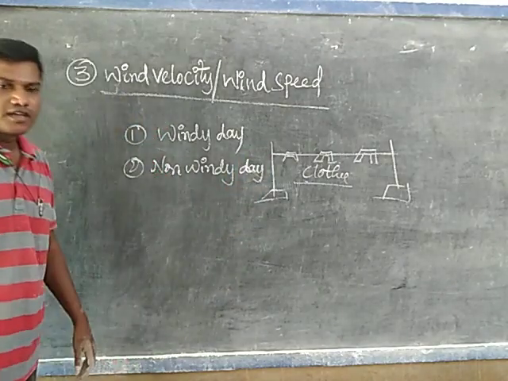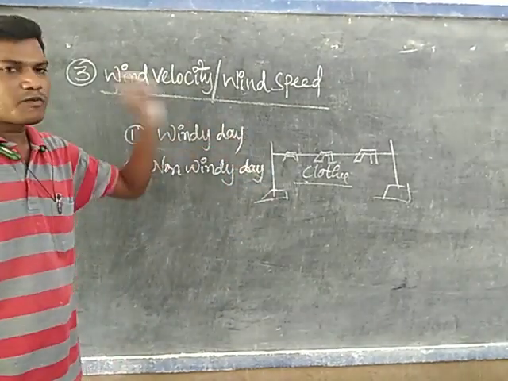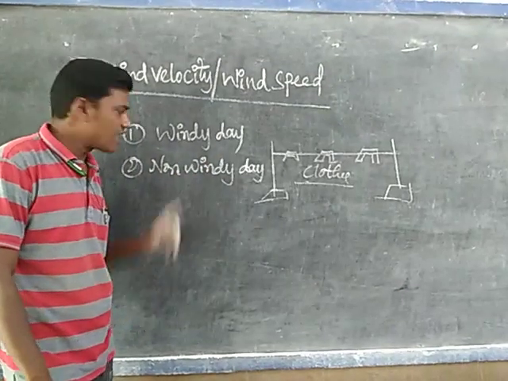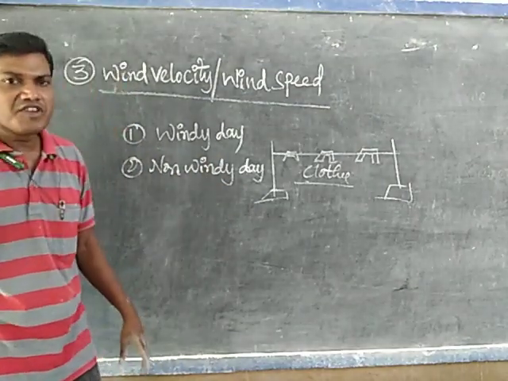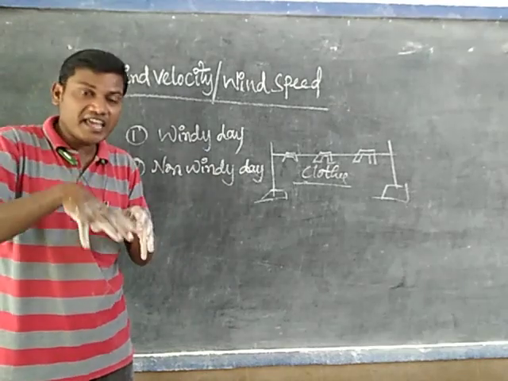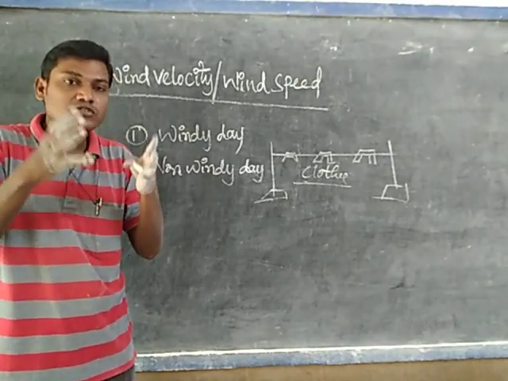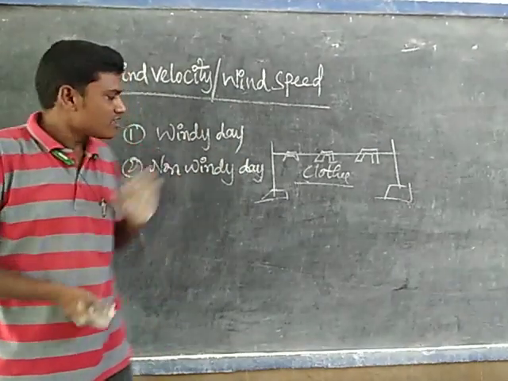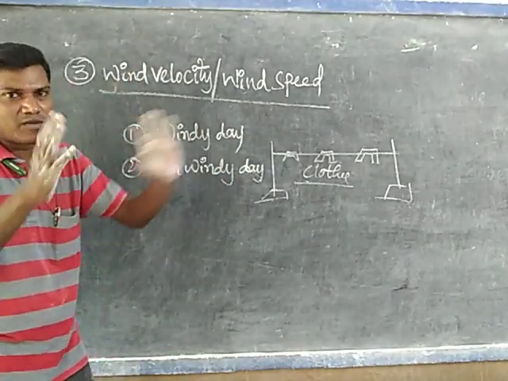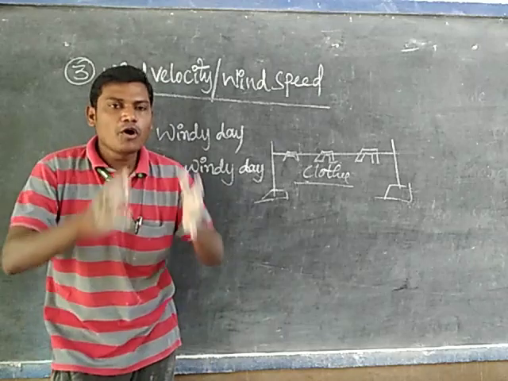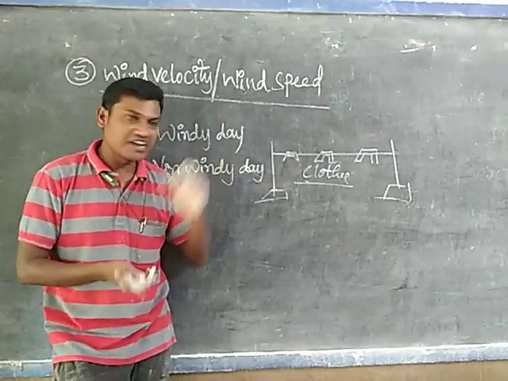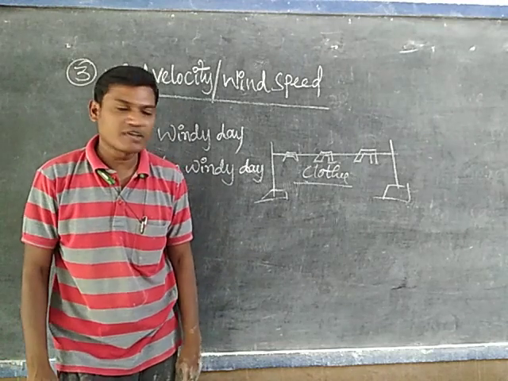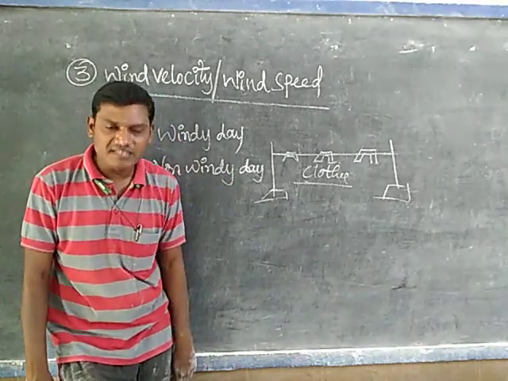So listen, the same concept we consider in two ways. One is the windy day, another one is the non-windy day. Windy day is nothing but on that day air moves freely and fast, continuously from one place to another place. Non-windy day means it is the normal way. So we observe that on a windy day, the cloth will dry up quickly compared to the non-windy day. Is it correct or not?